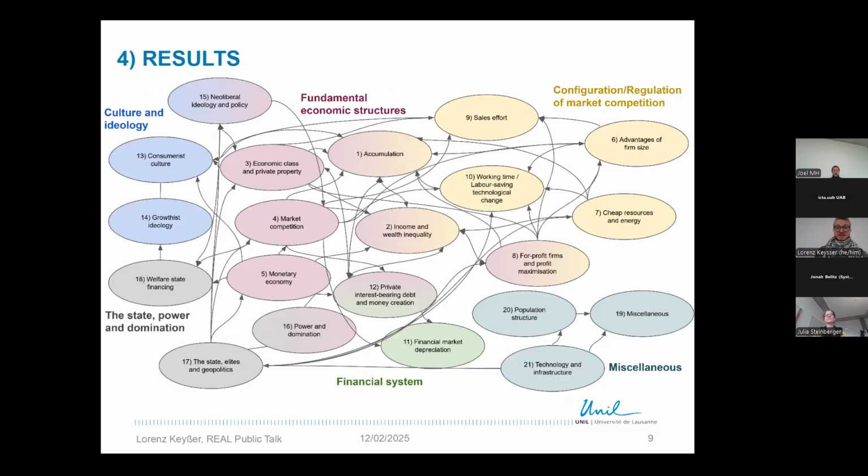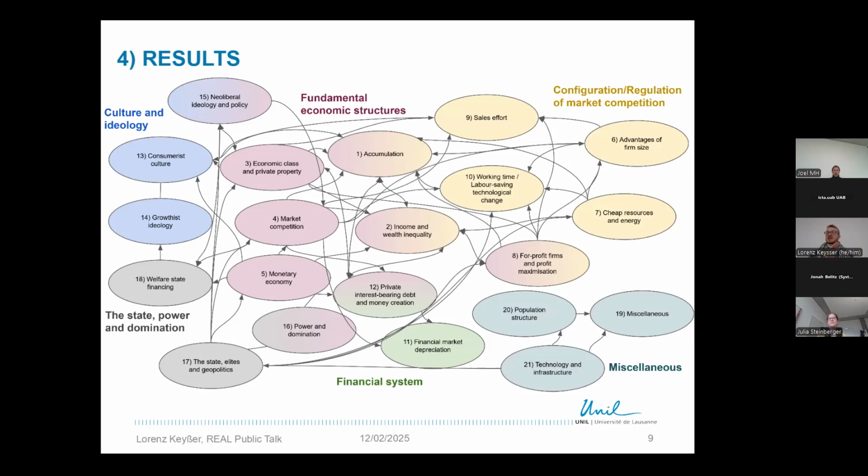Now, this is basically a short overview and network of the 21 clusters that we found and the 6 themes. So: fundamental economic structures, configuration, regulation of market competition, culture and ideology, the state, power and domination, the financial system, as well as miscellaneous, which we could not really attribute to different themes.